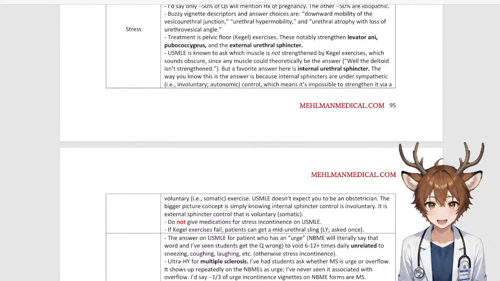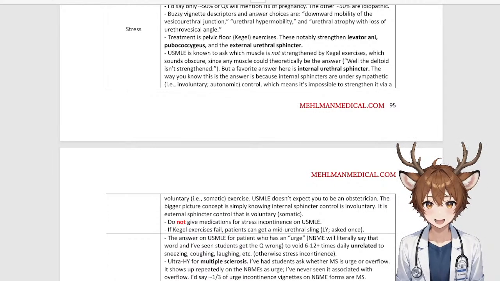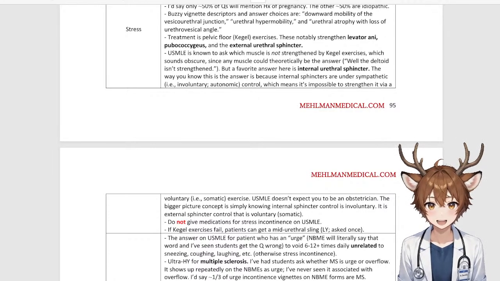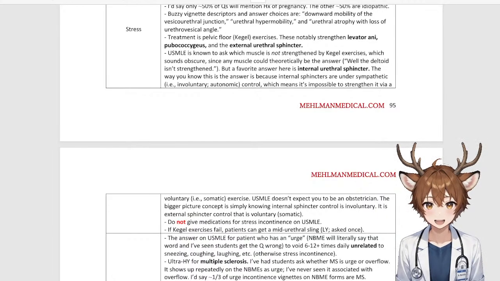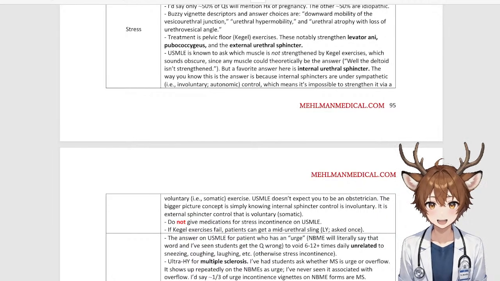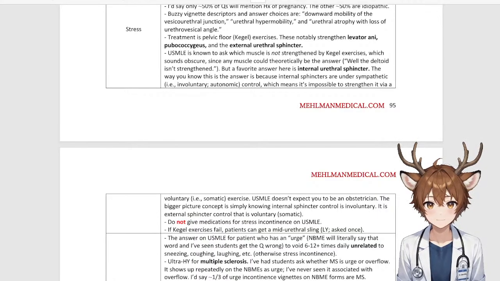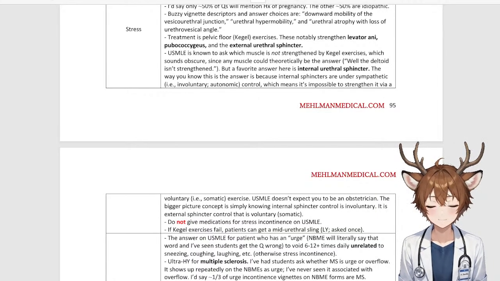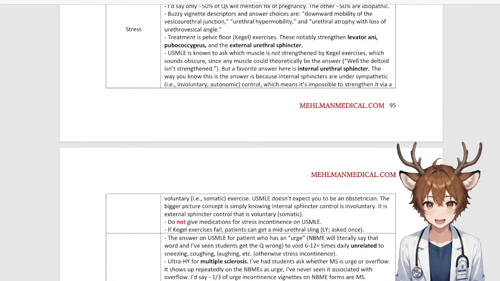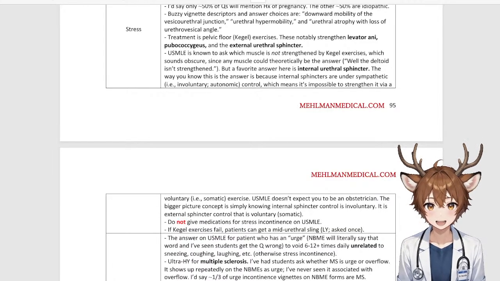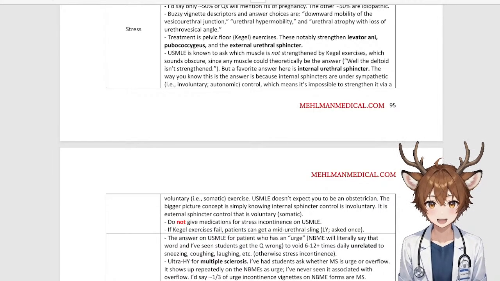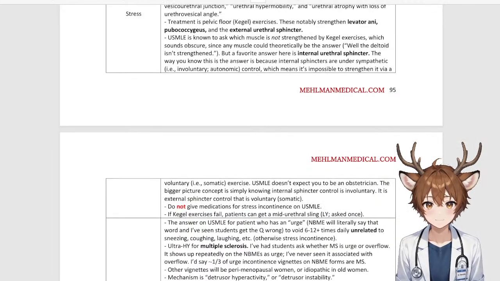USMLE doesn't expect you to be an obstetrician. The bigger picture concept is simply knowing the internal sphincter control is involuntary. It is the external sphincter that is the voluntary or somatic muscle. Do not give medications for stress incontinence on USMLE. If Kegel exercises fail, patients can get a mid-urethral sling, low yield, asked once.